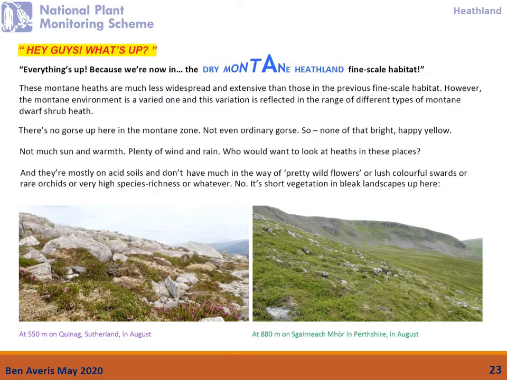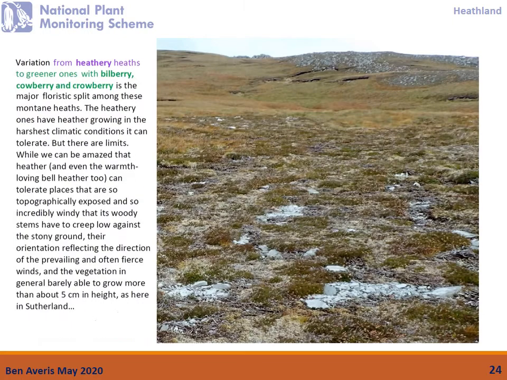Vegetation then tends to be shorter, as we see in the photo on the left, with some short heather. There's a bit of bell heather in there actually as well. And the photo on the right, which is at a higher altitude in an even colder place, where there's the blaeberry kind of heath, that greener one. So there's variation, as we've seen in those two pictures, heather and blaeberry heaths.